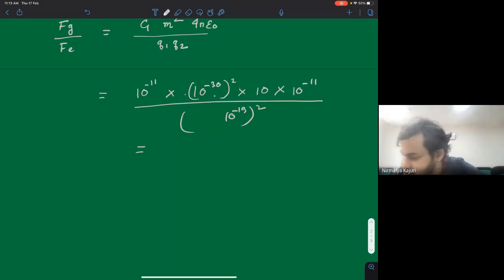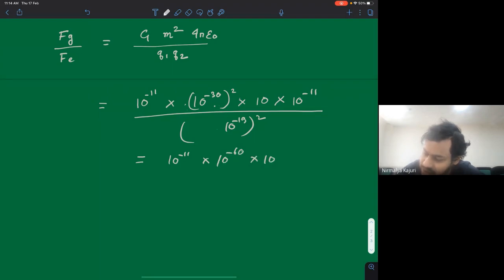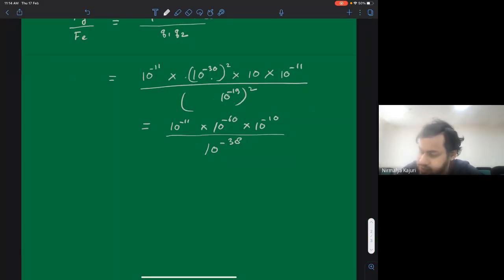Okay, have I missed anything here? You can tell me in the comments if I've missed any factors. Let's see, I've got G, I've got m square, I've got 4 pi epsilon naught, I've got q1 q2, q square. Okay, so how much is this? This is 10 to the minus 11 into 10 to the minus 60 into 10 to the minus 10 divided by 10 to the power minus 38. How much is this? This is 10 to the power minus 43.